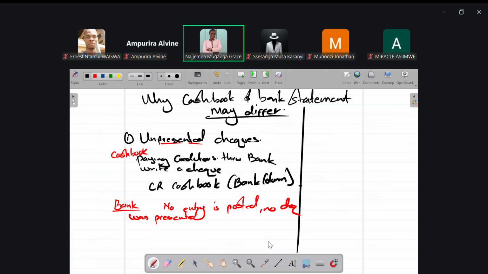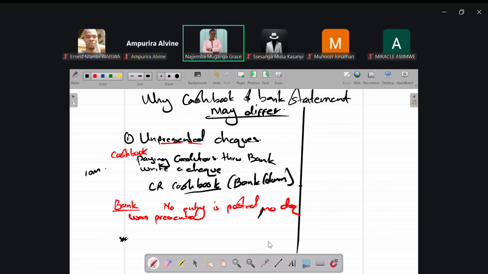So unpresented checks. In the cash book, you're paying off a creditor through the bank. You write a check, you expect that this money has been withdrawn, so you will credit your cash book. But then in the bank, the person you have given the check does not present the check for payment. So no entry is posted. Are we together? So that means in the cash book, you have a payment of maybe 10 million, which is nowhere in the bank.